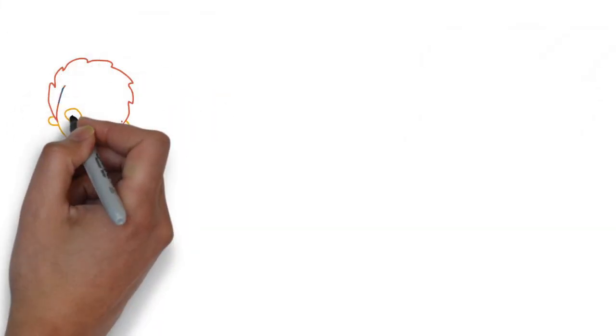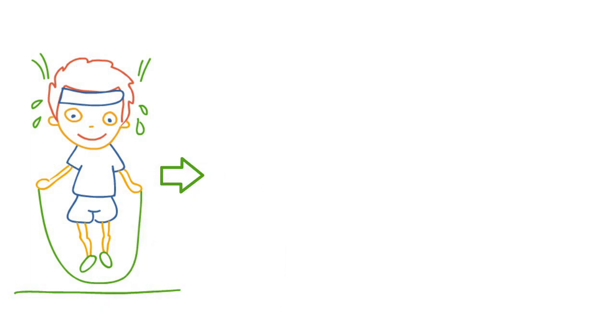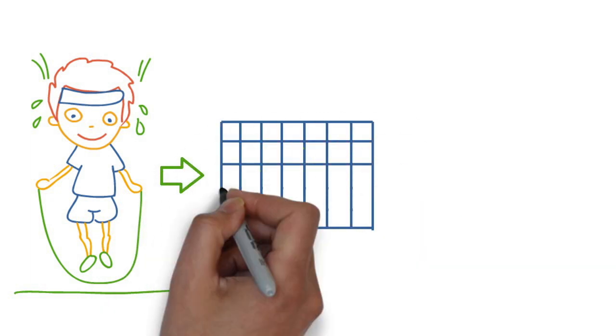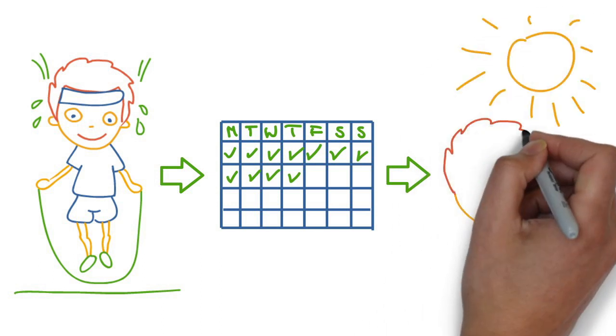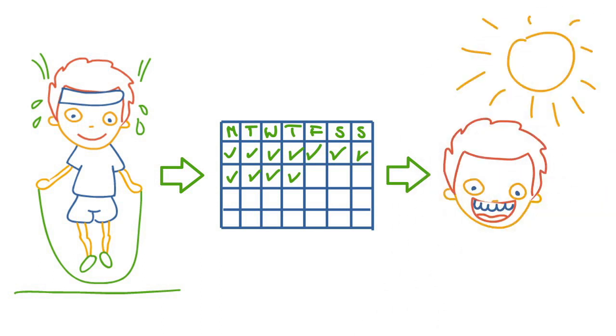2. Exercise. Your body shape will improve and you will make small accomplishments every time you work out. Find something you like. You can start small, but make sure you do it every day.